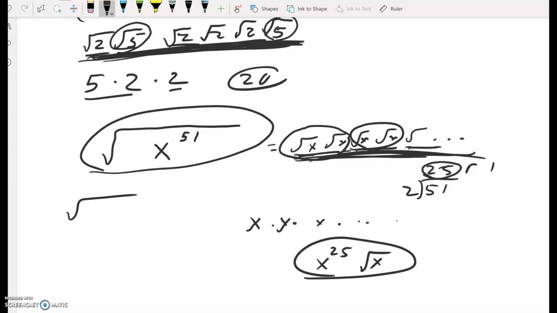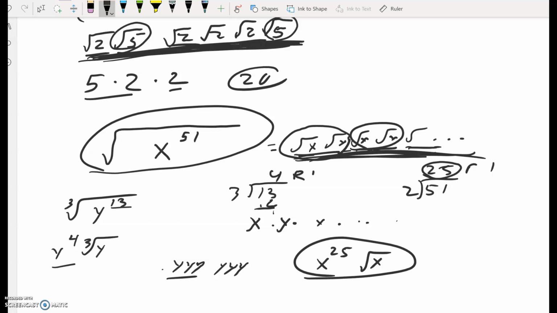So let's try another one. Let's try the cube root of y to the 13th. Now we could write out 13 of them. We could, and we probably should, and then we would group them in groups of 3. But let's see if we can figure it out. How many groups of 3 will there be in y to the 13th? Well, how many 3's are there in 13? There's 4 of them with the remainder of 1. So the first 3 of them, that'll make a y. And the second 3 of them, that'll make a y. And so it'll be y to the 4th times the leftover cube root of y.